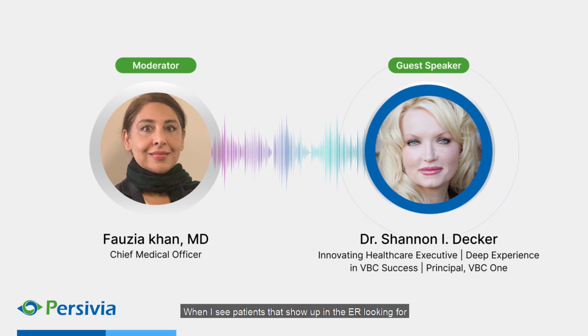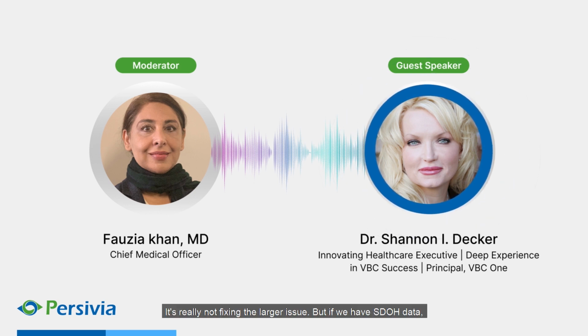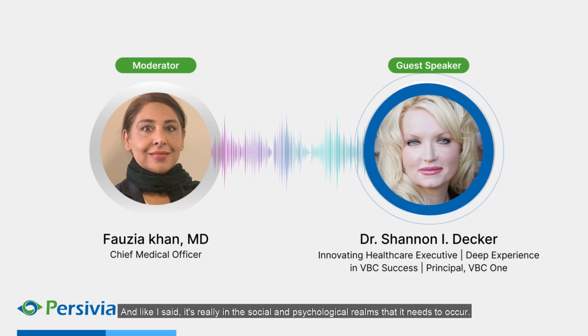When I see patients that show up in the ER looking for a place to stay, a warm bed, food, it really is only treating the symptoms, and only for a very short time frame. It's really not fixing the larger issue. But if we have SDOH data, we're able to connect people to the right organizations. We can save on the cost of care, because the care is different. And like I said, it's really in the social and psychological realms that it needs to occur. And if it's done well and done right, it's far less expensive.